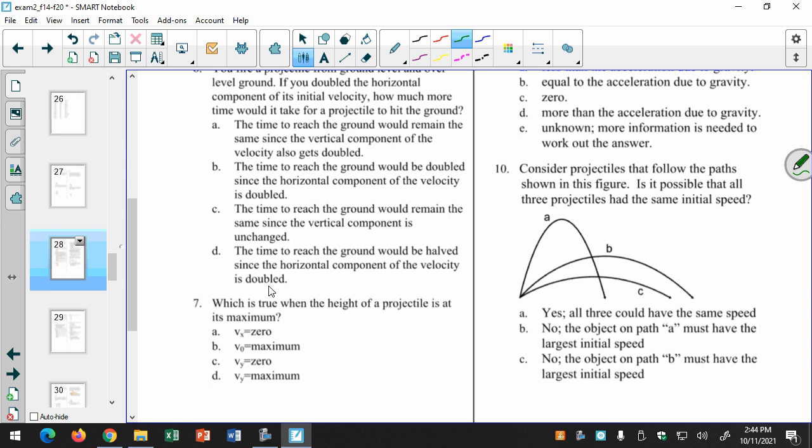No, they could all have the same speed because they're just at different angles. Yeah, the answer is A. No, this one is okay. It's not on the quiz tomorrow, but you just have different angles. For example, A might have an angle of say 60 degrees, B would have say 45 degrees, and C would have say 30 degrees.